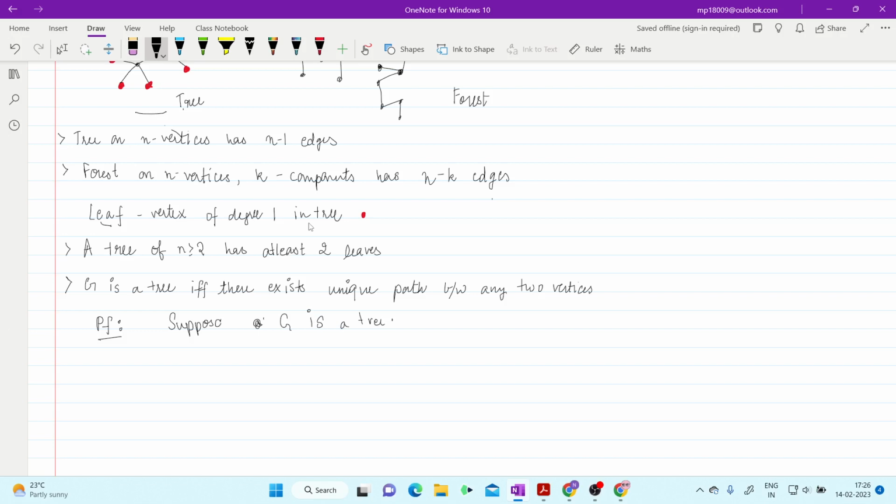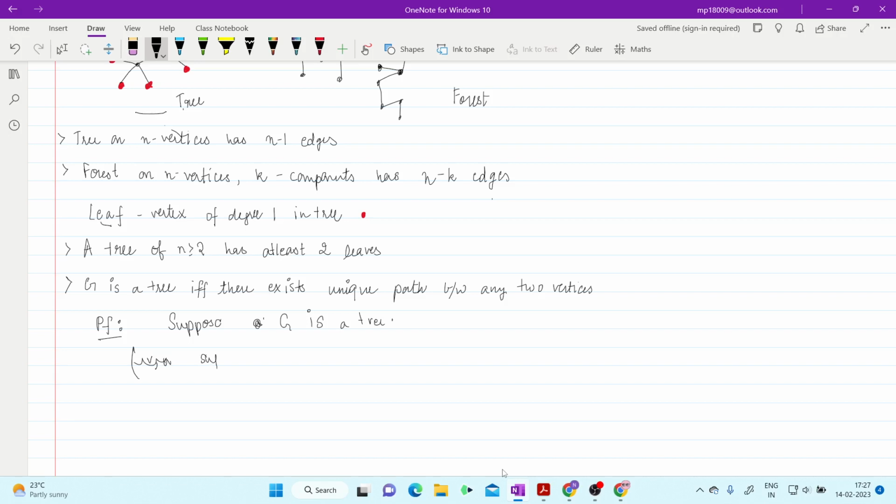We assume that G is a tree, and now we want to show that there exists a unique path between any two vertices. Method of contradiction, because trees do not contain a cycle. Yes, you are right. So what he is saying is that we'll show that there exists a unique path between any two vertices by contradiction.